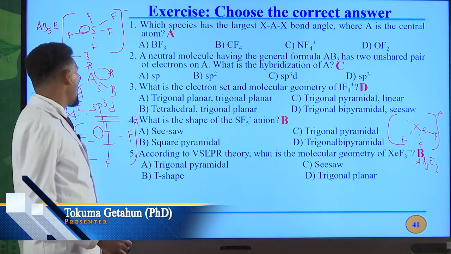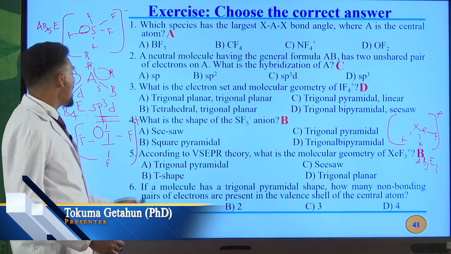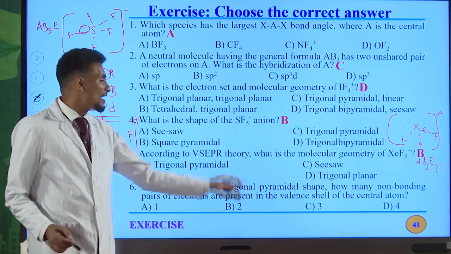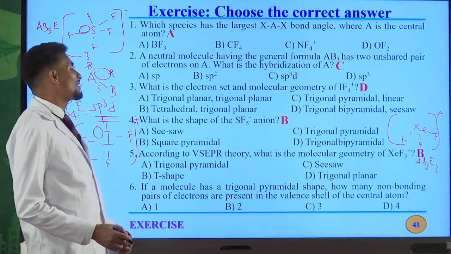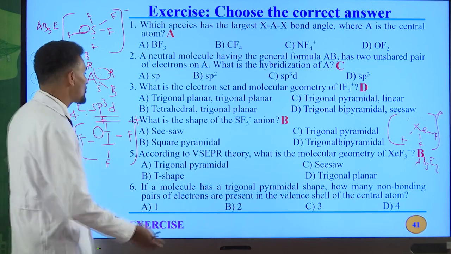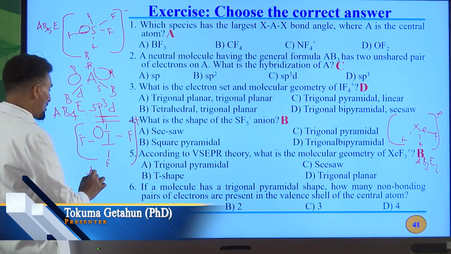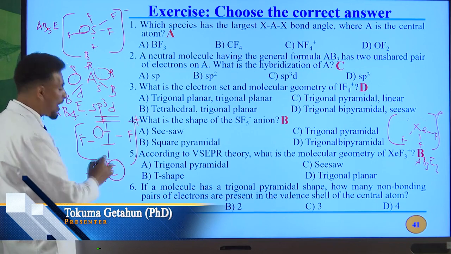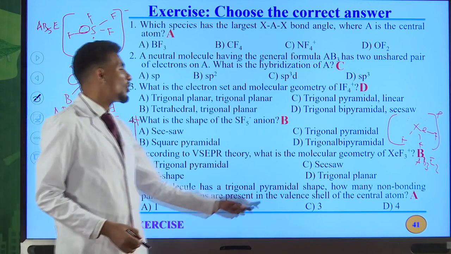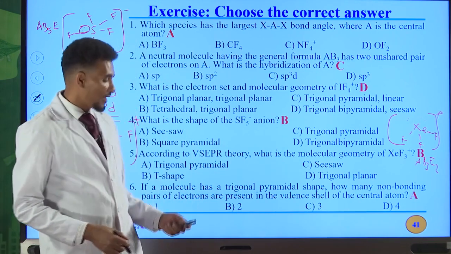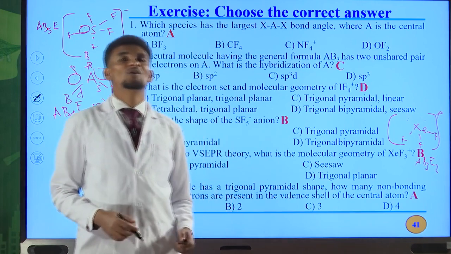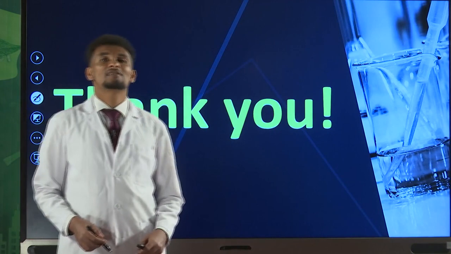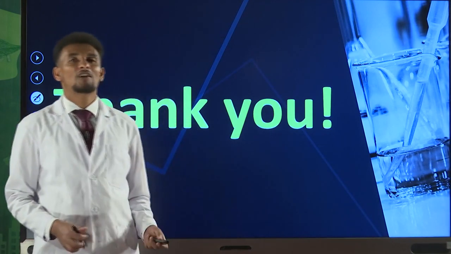The last question, question number 6. It says, if a molecule has trigonal pyramidal shape, how many non-bonding pairs of electrons are present in the valence shell of the central atom? We have only one, because trigonal pyramidal shape is an AB3E type. We have only one lone pair of electrons. So A is the correct answer for this question, and this is all about molecular geometry and the factors affecting the ideal bond angles.